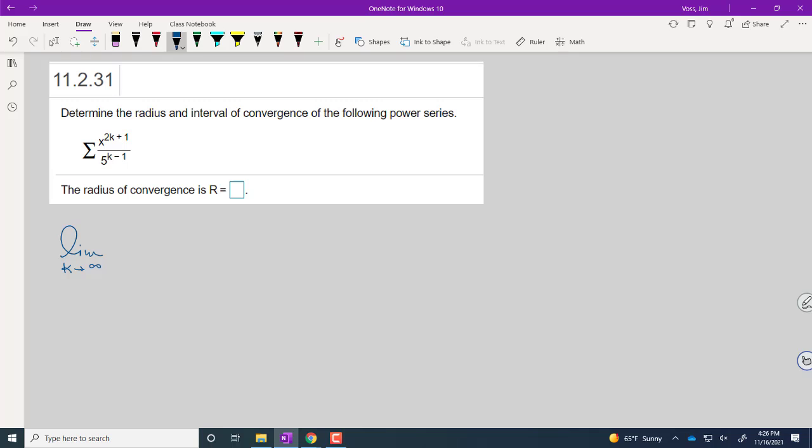Limit as k goes to infinity of, first, we do a sub k plus 1. So when we plug in k plus 1, we get 2k plus 3. Plug in k plus 1 there, we get k, absolute value. And then we flip the denominator up to the numerator, numerator down to the denominator. So that is our setup that we need to evaluate.